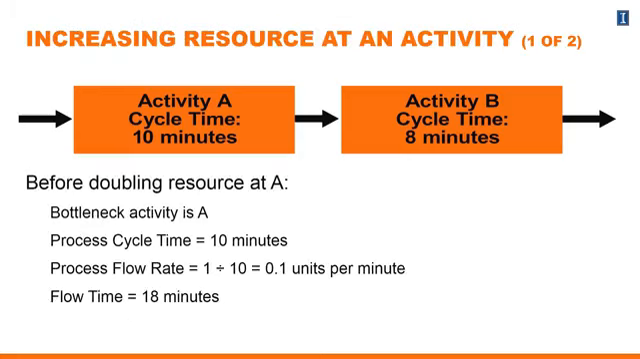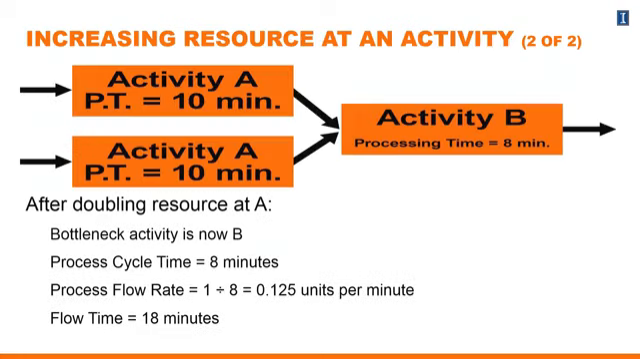So before you double the resource at activity A, the bottleneck activity was the activity that took the most time, and that was activity A, which took 10 minutes versus 8 minutes for activity B. So the process cycle time would be 10 minutes based on the cycle time of the bottleneck activity, and the process flow rate would be 1 over 10 or 0.1 units per minute. The flow time would be 10 plus 8, 18 minutes.